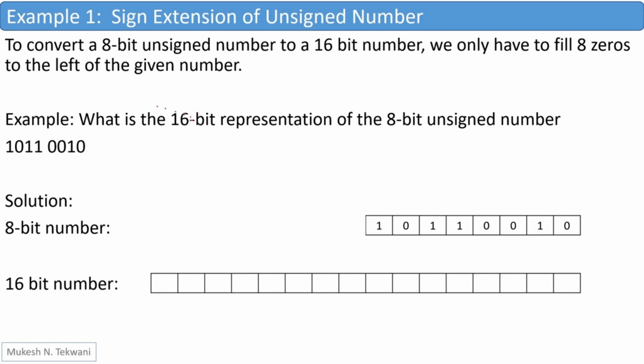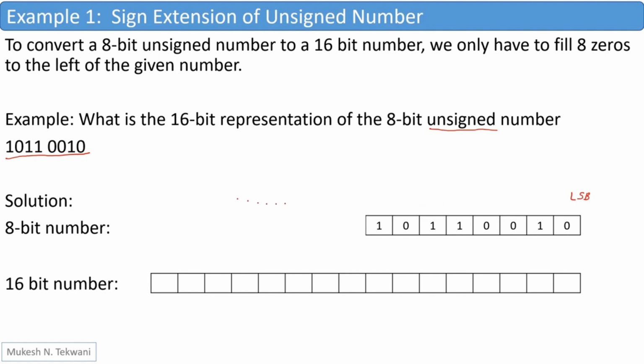As a first example, let us see the sign extension of an unsigned number. What is the 16-bit representation of the 8-bit unsigned number? Now we are told that this number given to us is an unsigned number. So here is the number 10110010. So all the bits contribute towards the magnitude. We have written the original number given to us here. This is the least significant bit.